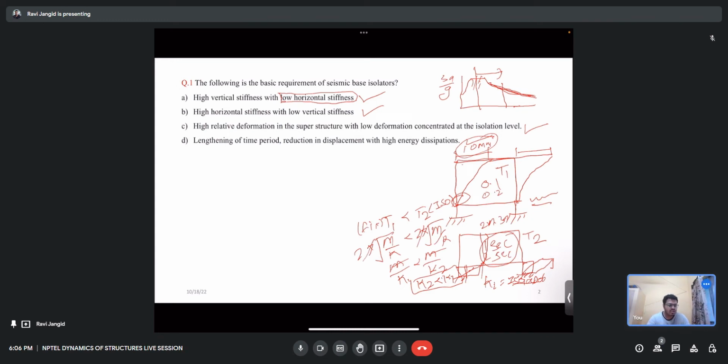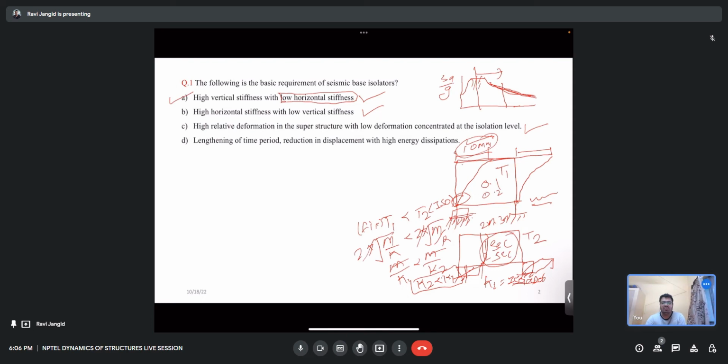So if we provide a fixed support, there is an infinite stiffness, which does not allow the structure to deform or settle at this vertical support. The same for the isolator: we also provide a higher stiffness, so that it doesn't allow vertical settlement. So for this, option A is correct.